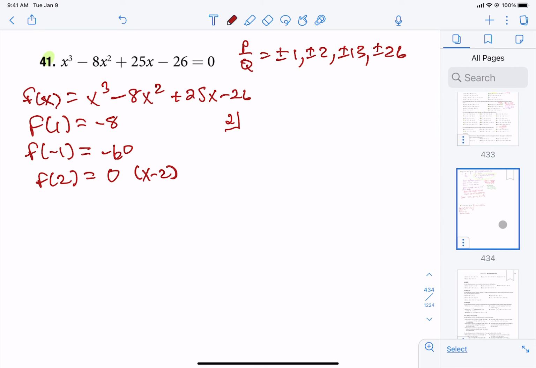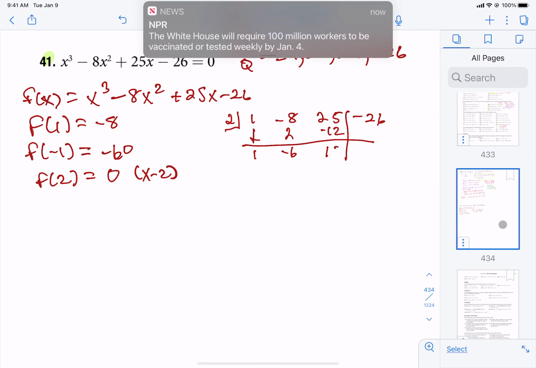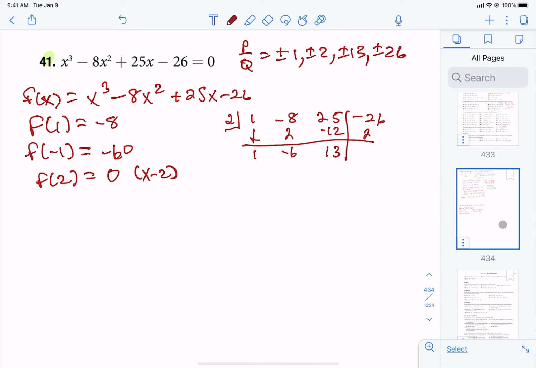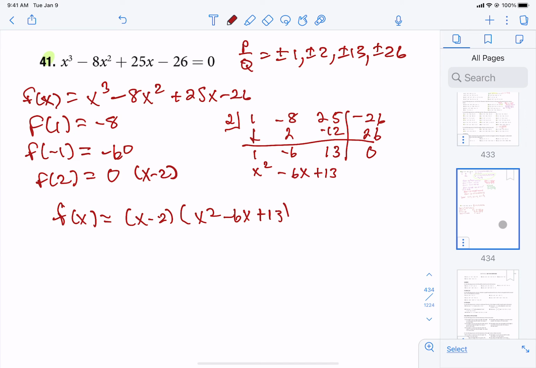2 in the corner. Set it in the synthetic division box. 1, negative 8, 25, negative 26. Multiply, write it down, add them up. Multiply, write it down, add them up. Multiply, write it down, add them up. So this is now x squared minus 6x plus 13. X squared minus 6x plus 13 is an unfactorable quantity.